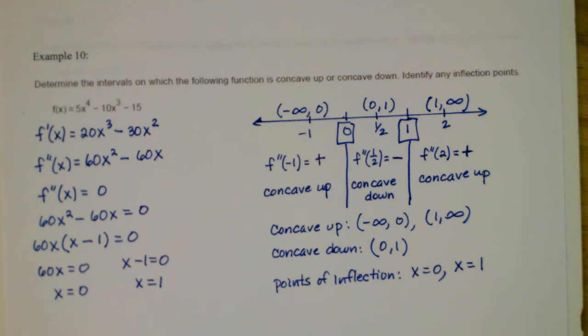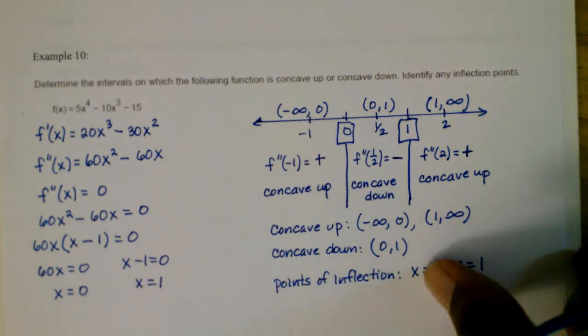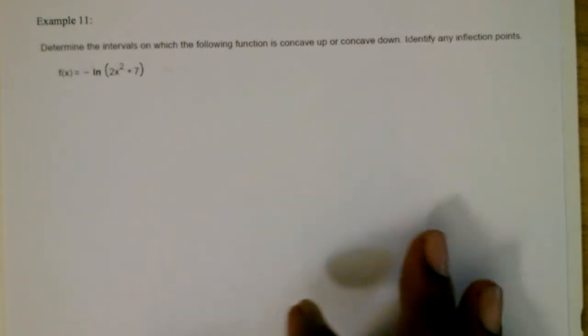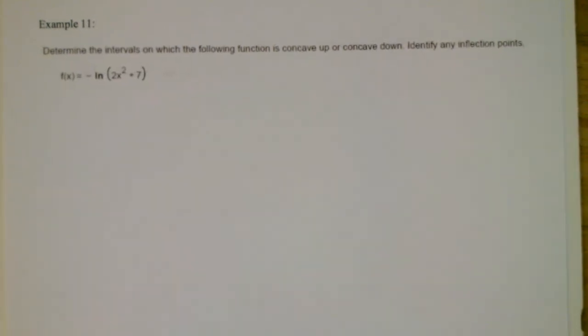Okay. All right, let's look at one more of these, and then we'll go into the second derivative test. Let's say I want to determine the intervals on which the following function is concave up or concave down. Identify any inflection points. And here, in this case, f of x is equal to negative of the natural log of 2x squared plus 7.